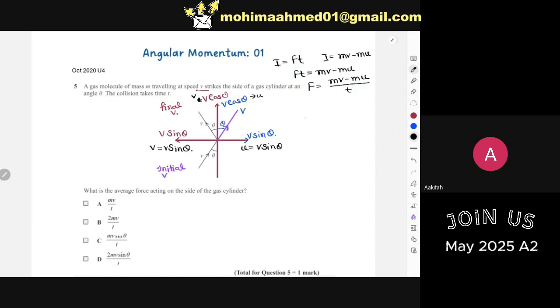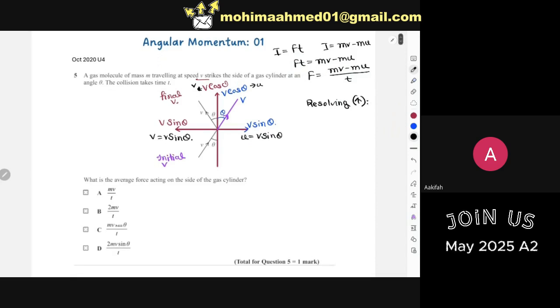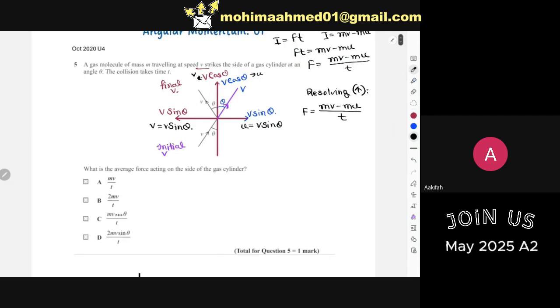So if you start resolving vertically, even though we do not need this, I'm just explaining why exactly this gets cancelled out over time. So I'll just work with a very derived format. I've already derived the formula mv minus mu divided by t. Whatever the mass of the particle is, I'll just consider the mass as m. So this is going to be m v cos theta minus mv cos theta.